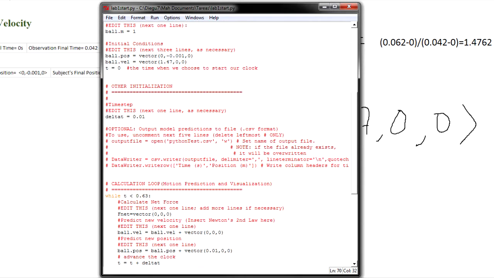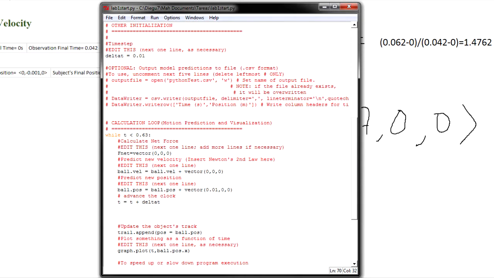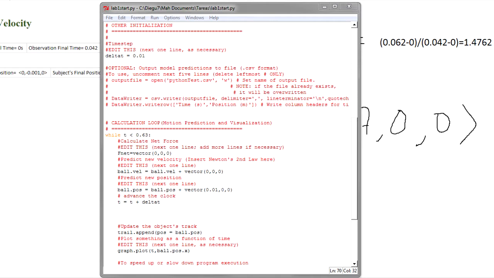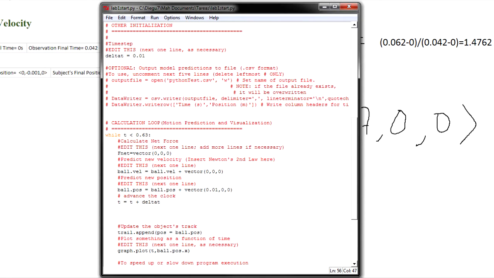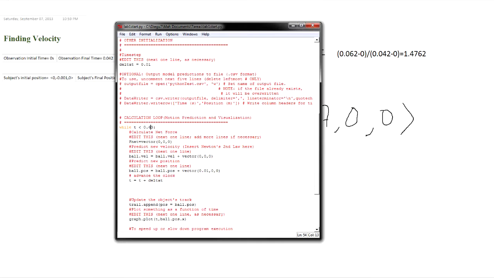As we keep moving, we get to the part where the calculation is made. What this does is repeat a process under some restrictions which we manipulate. This tells us that the process will be repeated only when the time is less than 0.63. Why did it choose 0.63?